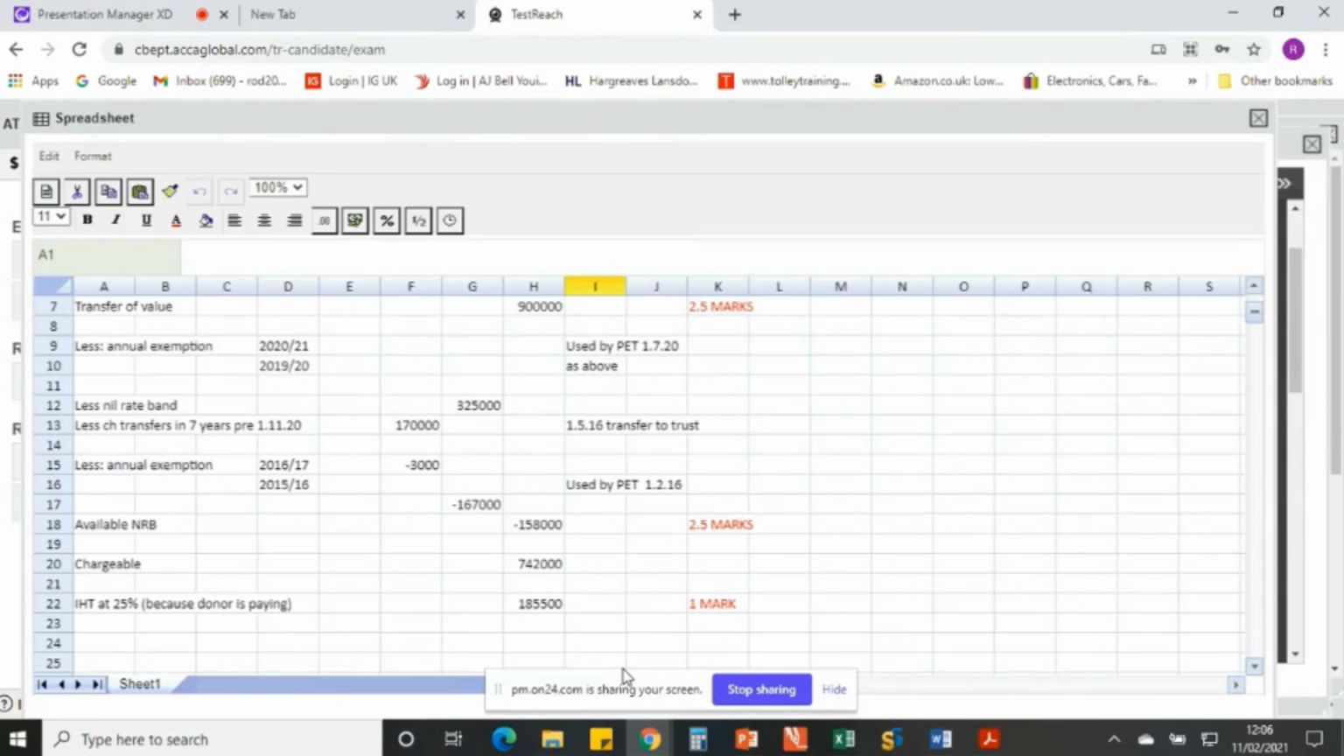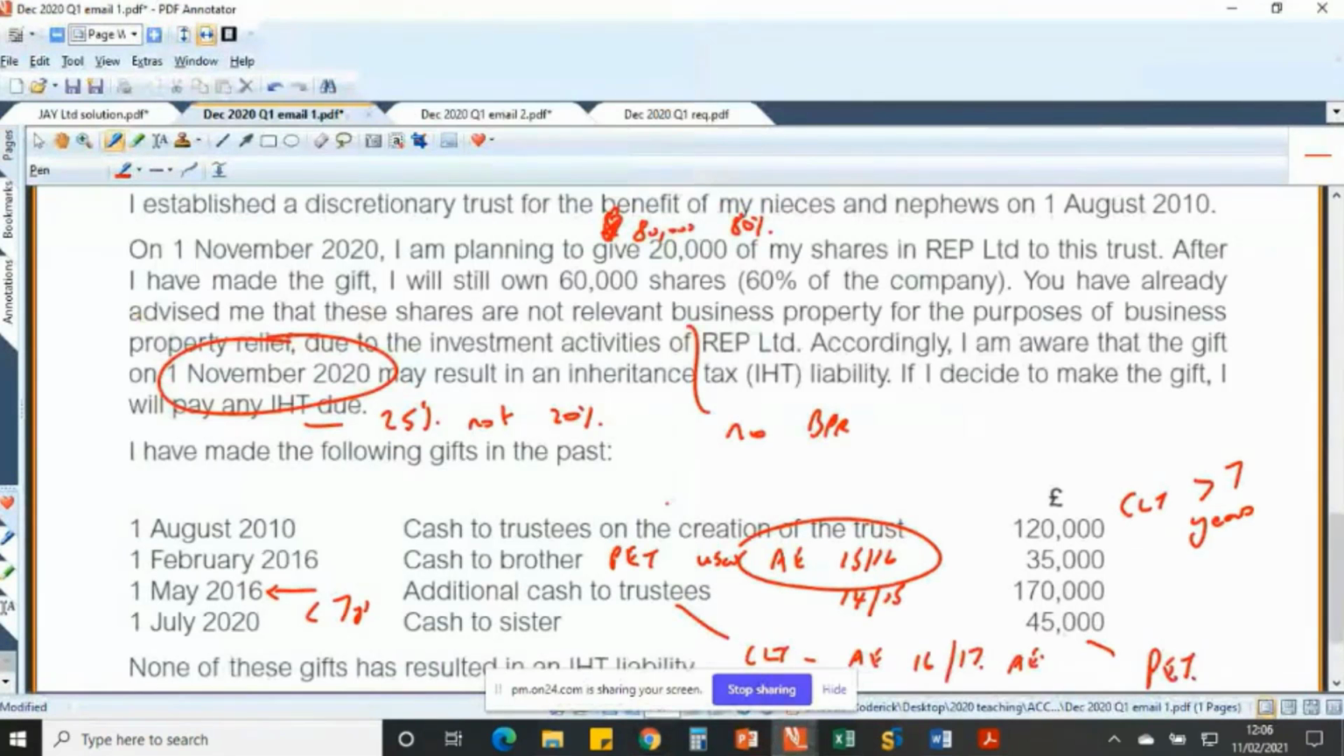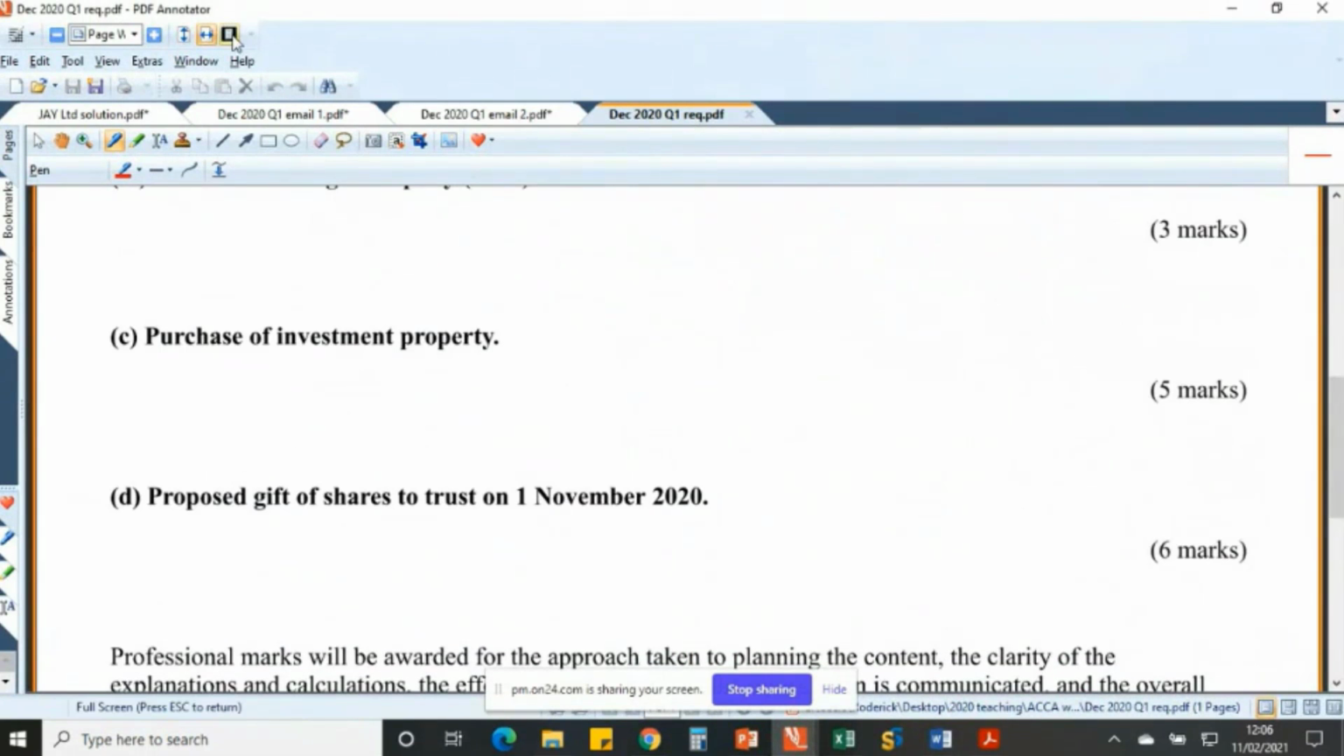Okay. So let me just come away from that. So I go back to the required, just to pull this together. Okay, put this up full screen.